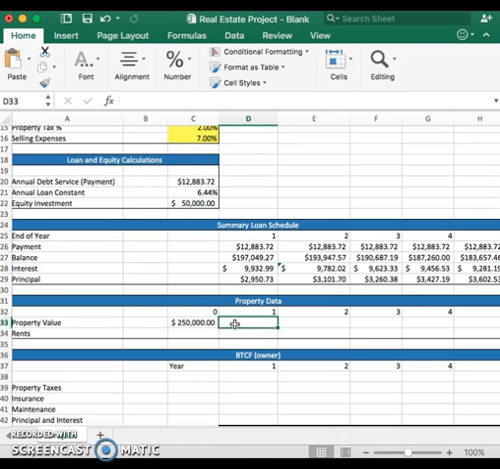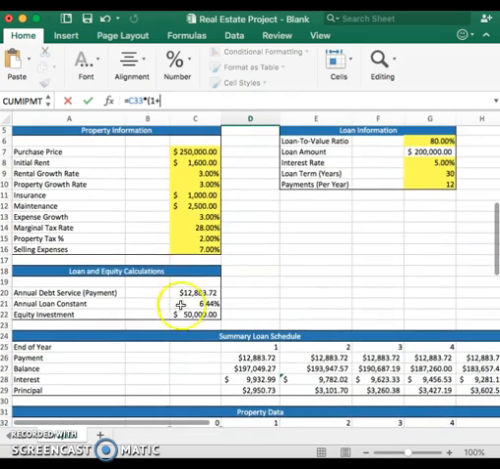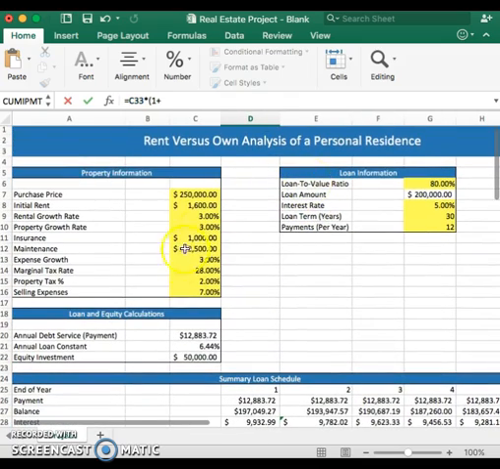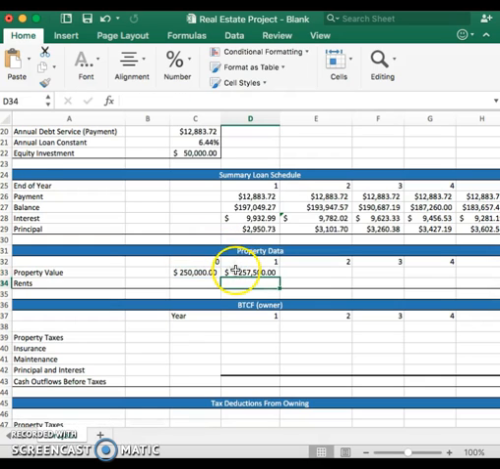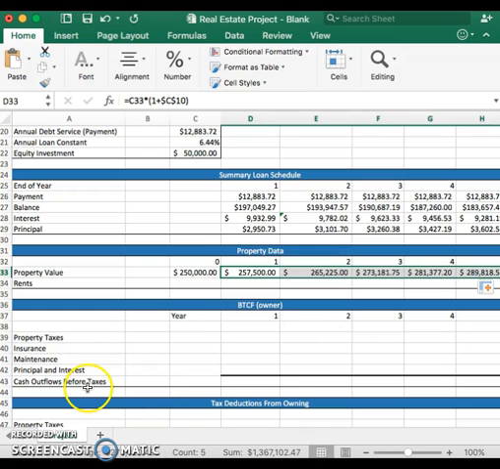And then for year 1, what we'll do is take this and multiply by 1 plus C10, which is the property growth rate, but we have to lock that so that we can copy it over. And then we just do this, and then that's it for the property value.